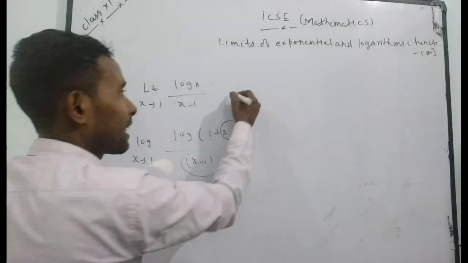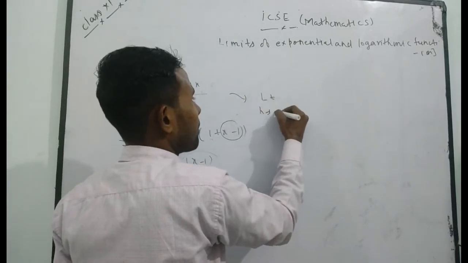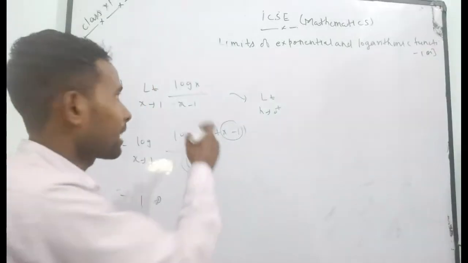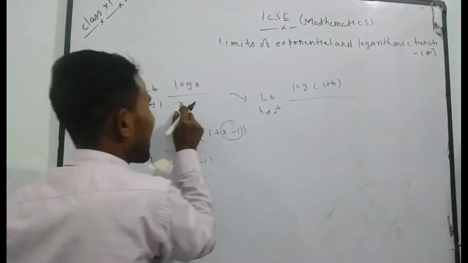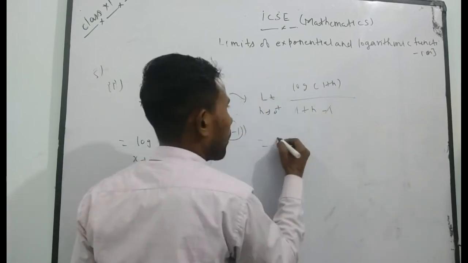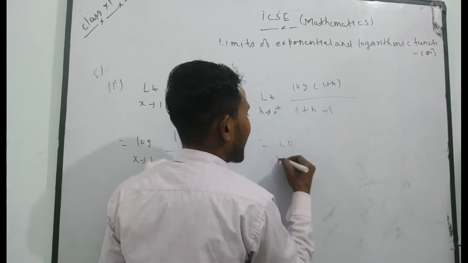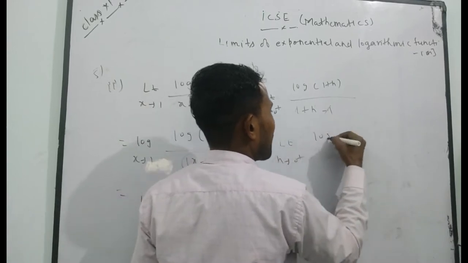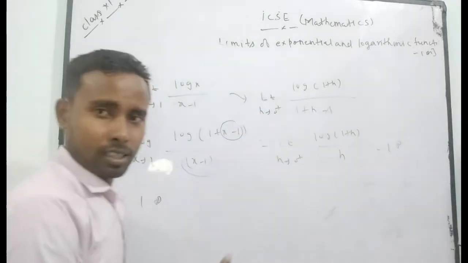But if you couldn't understand this method, then I will discuss another way. Can you write limit h tends to 0? I want to make it RHL. In that case, it becomes log(1 plus h) divided by h, where x can be replaced by 1 plus h, minus 1. Finally you get limit h tends to 0 from the right hand side of log(1 plus h) by h, which will simply be 1. This is also the second method.